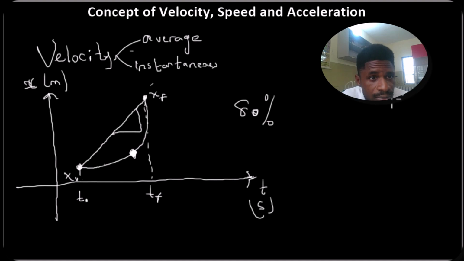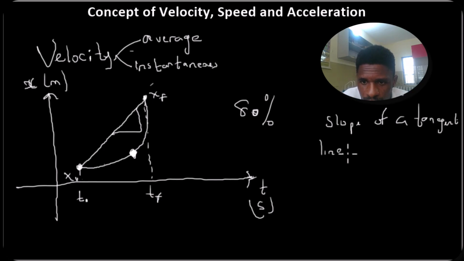Derivative over derivative. Again, just like what we said for average, the first thing that wants to come to your mind is also slope, but this time around, slope of a tangent line. Slope of a tangent line. So that's the first thing that should come to your mind. Now, the second thing that should come to your mind is the instantaneous rate of change.